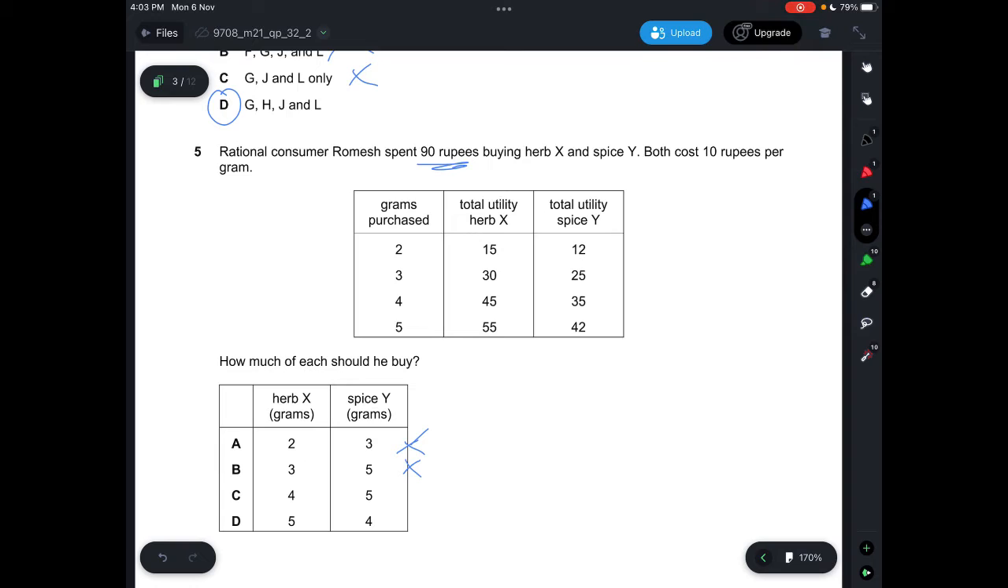In this table, you cannot use the equi-marginal principle because this is not marginal utility, but rather total utility. So if we calculate by taking 4 grams of herb X, this one will give us 45 total utility. And then for spice Y, that will be 42, so we add up together, we get 87. And then for D, that will be 5 grams of herb X and 4 grams of spice Y. That will be 55 plus 35, so we get 90. So the one with the highest total utility would be the best one to maximize his 90 rupees spent. So the answer is D.